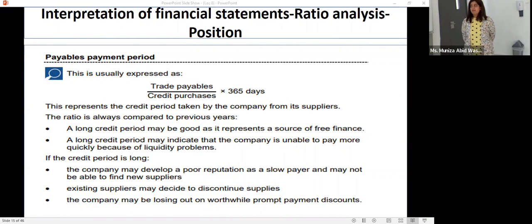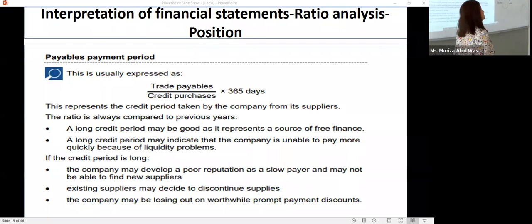So if the company is having a long payables payment period, it will be acting as free finance. The company wants to enjoy free finance. That is why it will be delaying the payments to the payables. A long credit period may indicate that the company is unable to pay more quickly because of liquidity problems. The other reason for the company not paying the payables in time is that the company is having liquidity issues. The company is not having the cash.